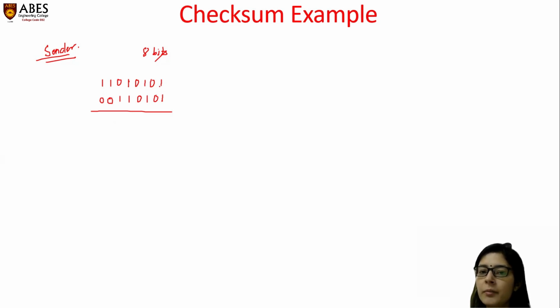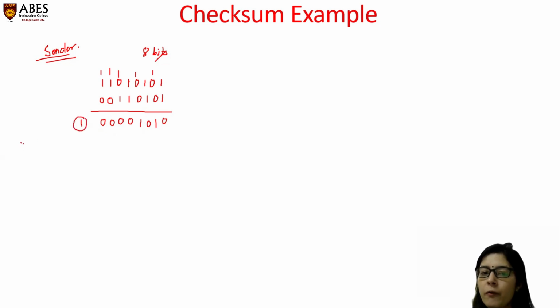Now we will sum these two segments using one's complement. Now 1 plus 1 is 0, carry will be 1. Again 1 plus 1 is 0, carry 1. 1 plus 1 is 0, carry is 1. 1 plus 1 is again 0, carry 1. 1 plus 1 is again 0, carry 1, and 1 plus 1 is again 0, and this is your carry. Now after summing these two segments using one's complement, we are getting one extra bit.